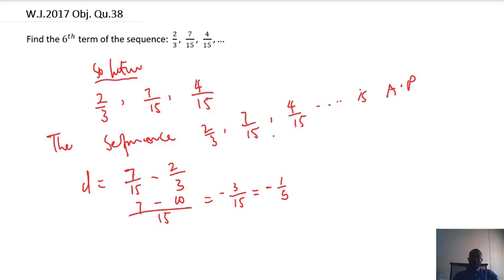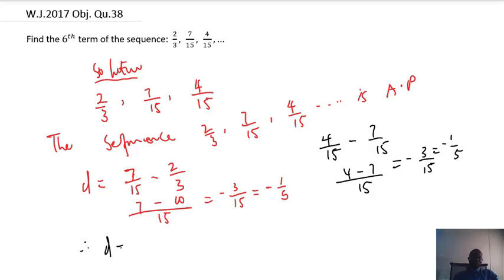The same thing when you check the common difference between these two numbers: 4 over 15 minus 7 over 15. Because the denominators are common, it's going to be 4 minus 7. We get negative 3 over 15, which is negative 1 over 5. So therefore, the common difference is going to be negative 1 over 5. Then the first term is what? 2 over 3.